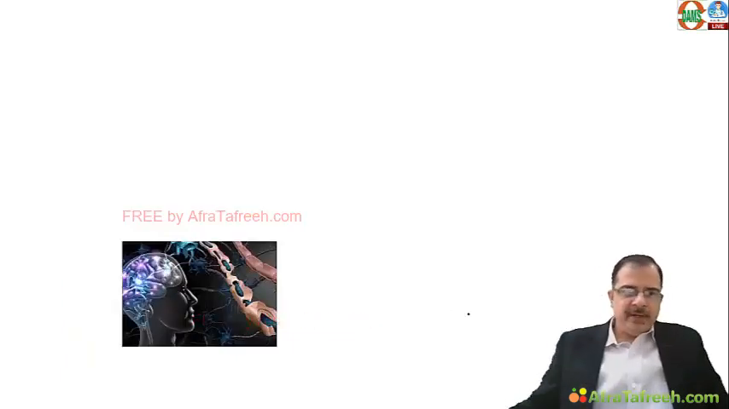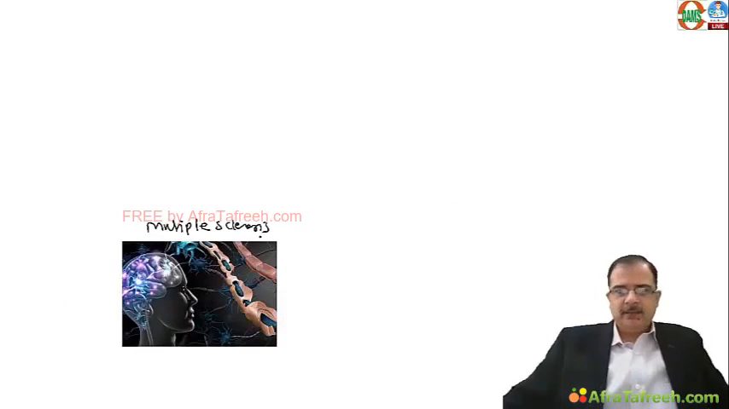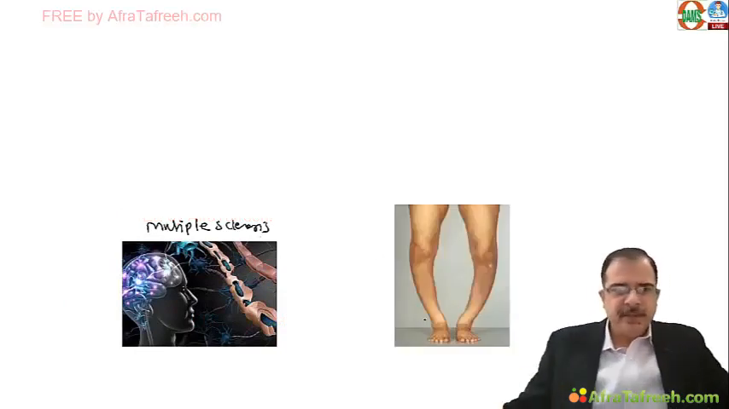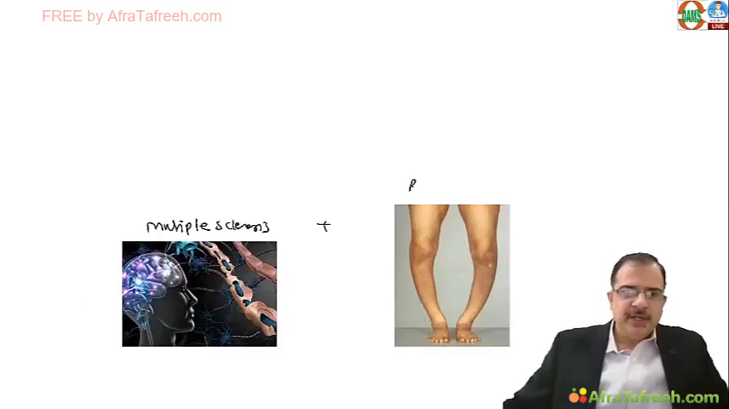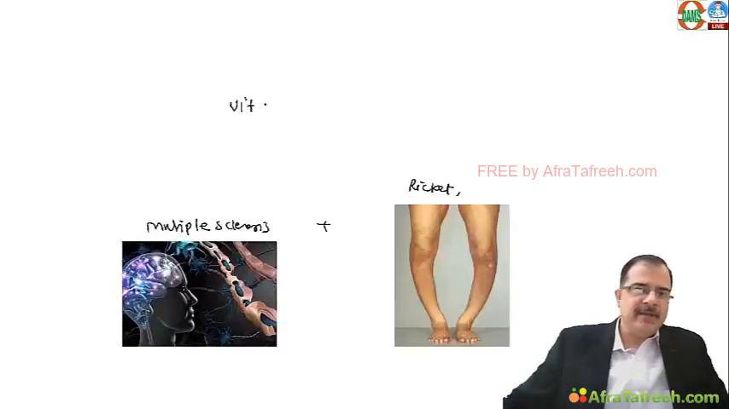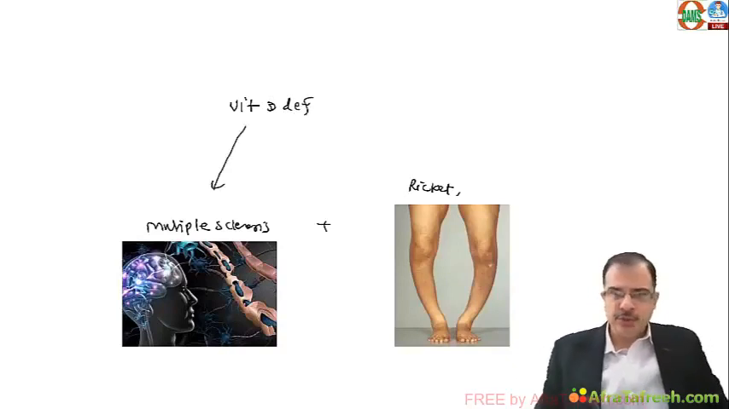Now the patient develops multiple sclerosis. The patient now has this feature. This is simple. So the patient has rickets in childhood, or osteomalacia. Multiple sclerosis is also a predisposing factor, and that is vitamin D deficiency. Might be a potential question to you.